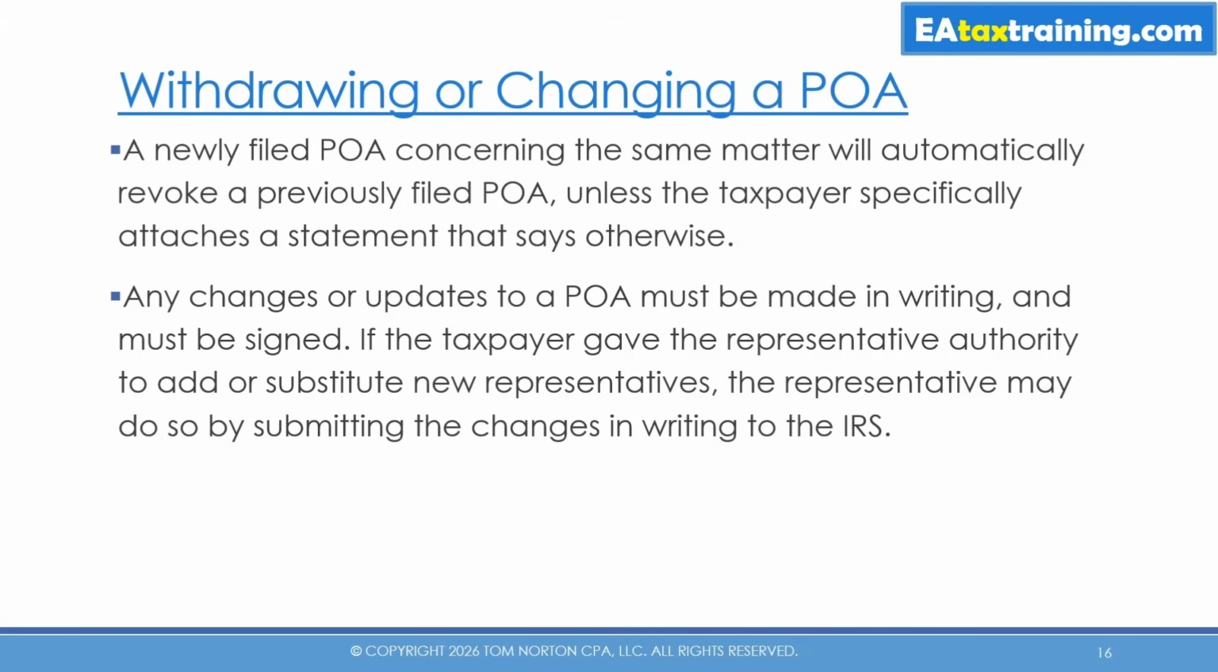If the taxpayer has given you as a representative the authority to add or substitute new representatives, then you as the representative may do so by submitting the changes in writing to the IRS. So remember, that's that box where we said if they check that box, then you can just add or delete people from your firm without having to have the taxpayer sign off on that every time. Once they give you the authority to do that, then you can do that, although you do still have to do it in writing. You can't just call the IRS and do that. You have to send it in writing.